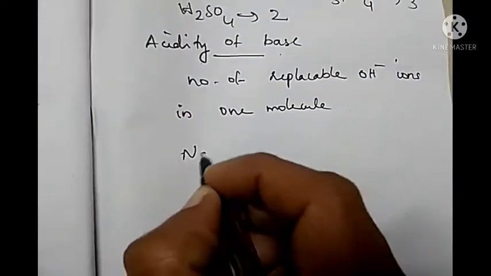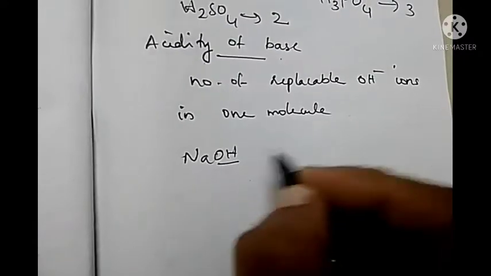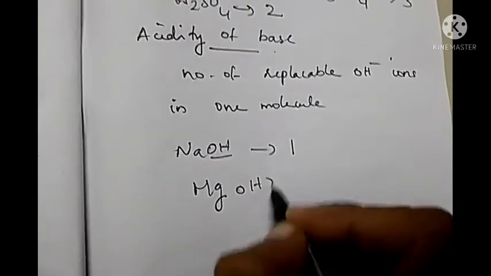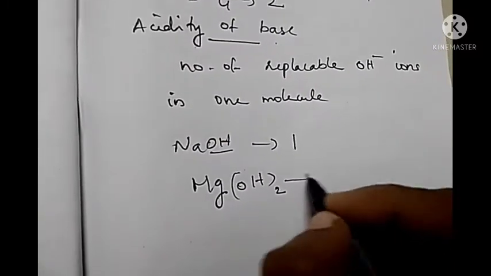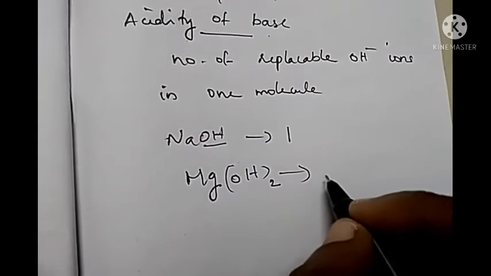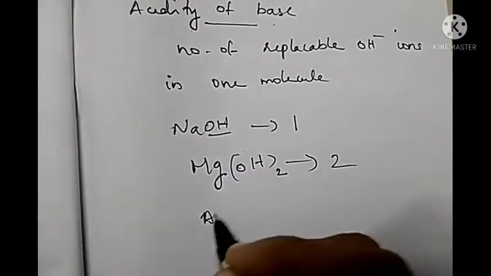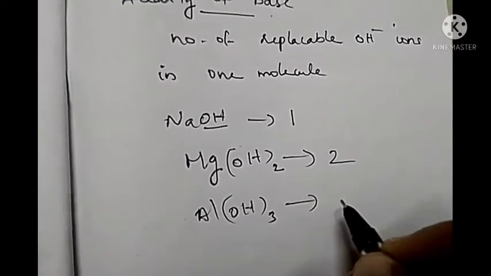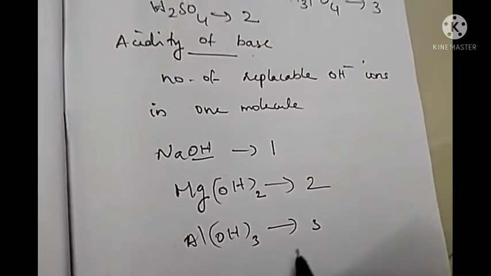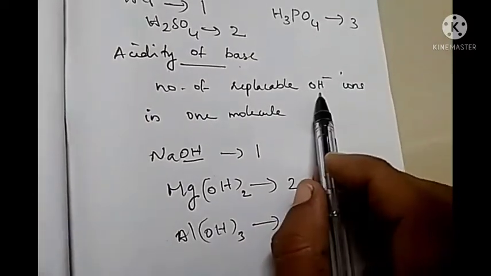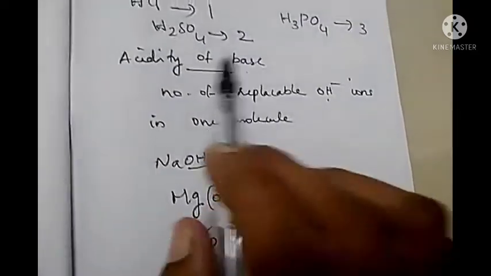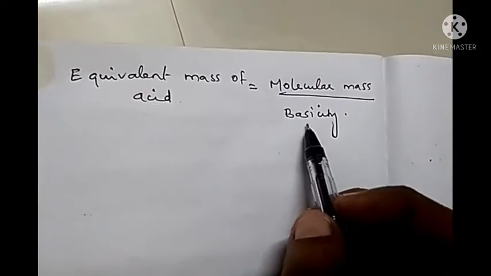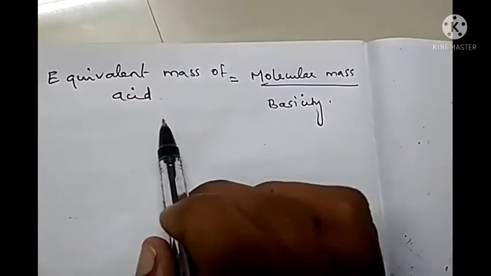For example, in the case of NaOH, only one OH group is there, so its acidity is 1. Then in magnesium hydroxide, Mg(OH)2, 2 OH groups are there, so it can produce 2 OH minus ions, so its acidity can be written as 2. Then aluminium hydroxide, Al(OH)3, can produce 3 OH minus ions, so its acidity is 3. So like this, the number of replaceable OH minus ions present in one molecule of that base is known as its acidity. Okay.